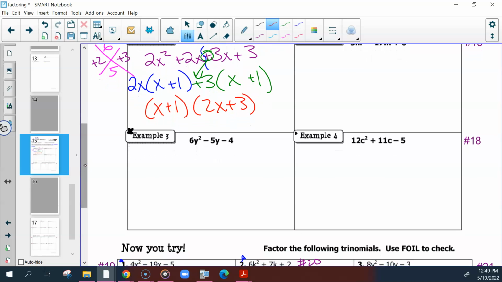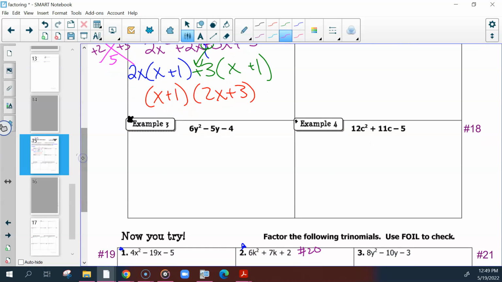Moving on to example 3. Does this have a GCF? Yes. What is it? 2. Can I divide 2 out of 5? Oh, I thought you were talking about 6 and 4. So no. Well, 1. But that wouldn't change anything. So then we can move forward with the next step.